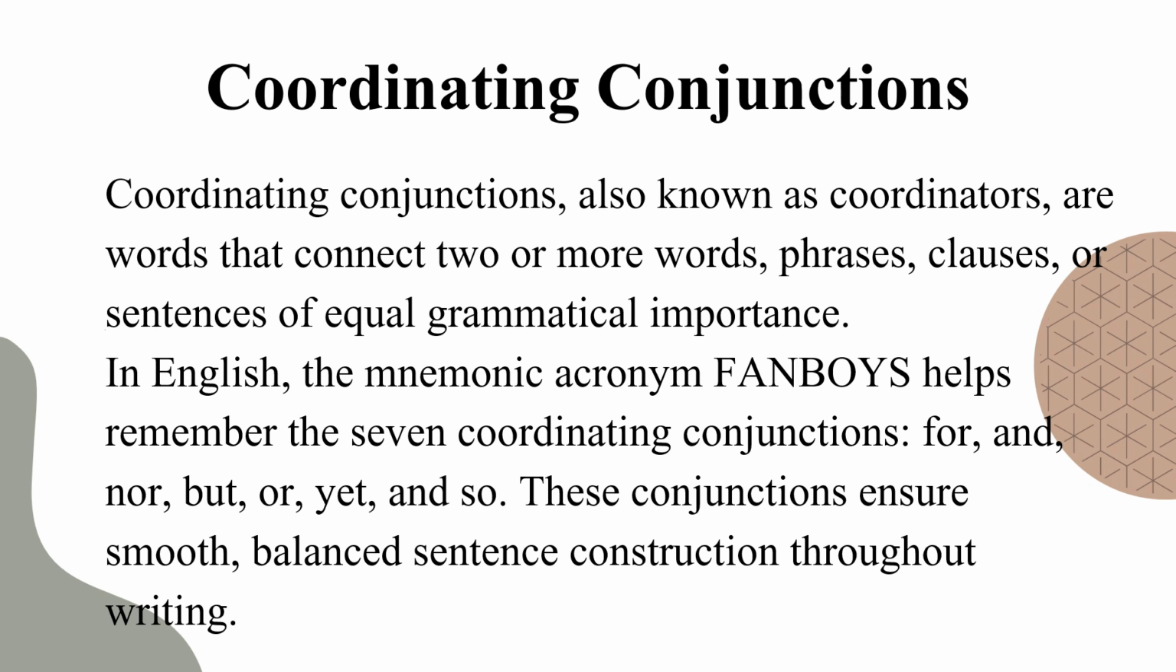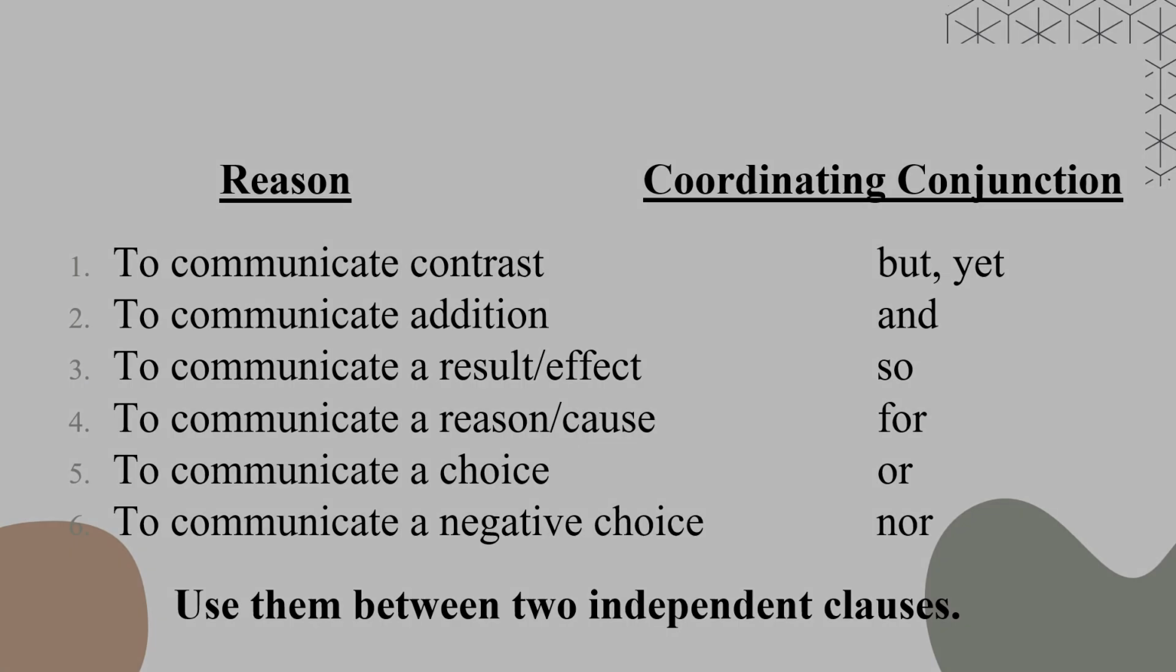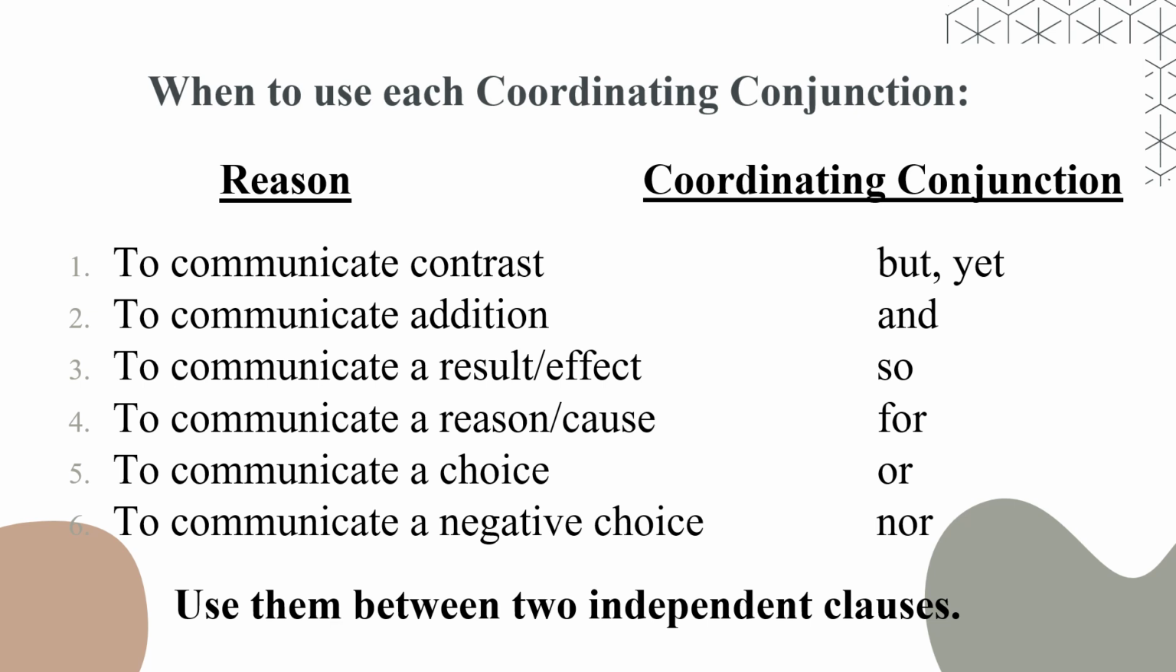So what are the common rules and usages? Joining independent clauses: when linking two complete sentences, that is independent clauses, place a comma directly before the coordinating conjunction. When connecting just two words or short phrases, a comma is usually not needed. In the following slide, you can see when to use each coordinating conjunction in detail.